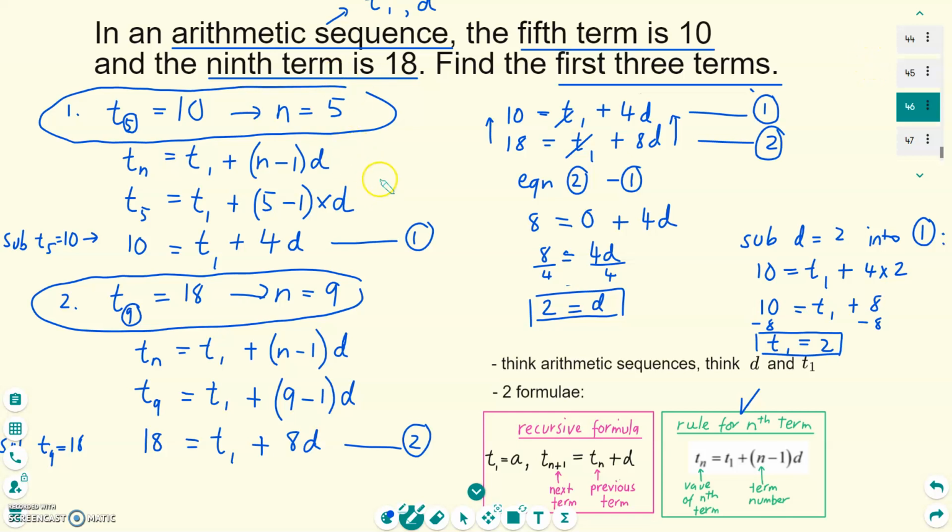So what we did, firstly, we used our rule for the nth term to get 2 equations and 2 unknowns. And then we solved it. But yep, out of time.